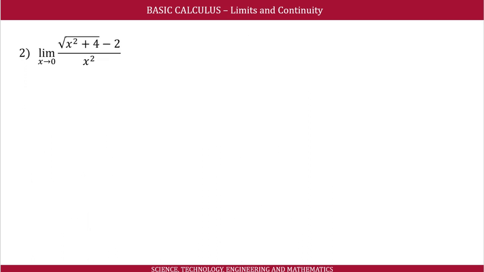Next problem. How about the limit of the square root of x squared plus 4 minus 2 all over x squared as x approaches 0? So in here, if you do substitution, the result will be 0 over 0. So we have to do some manipulation, and we are going to use the concept of conjugate. We know that if we have a function a plus square root of b, the conjugate will be a minus square root of b. Alright, so let's solve.